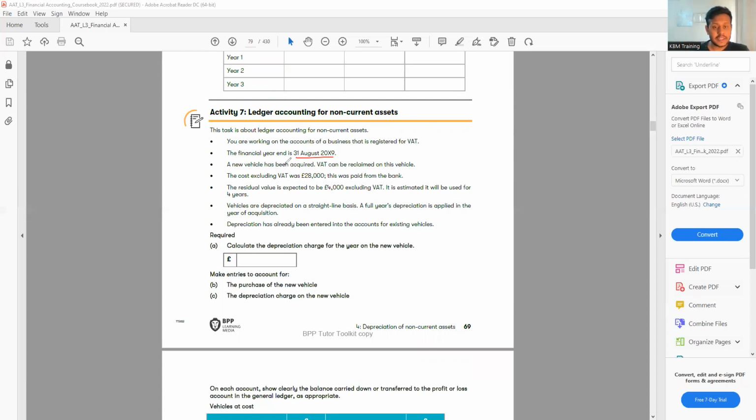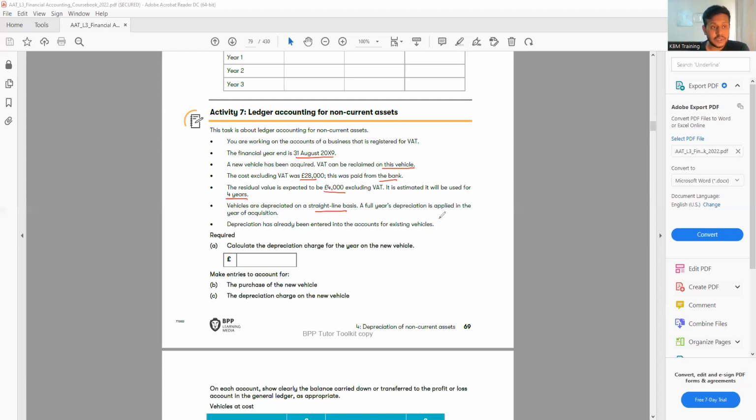A new vehicle has been acquired and VAT can be reclaimed on this vehicle. The cost excluding VAT was 28,000 and this was paid from the bank. The residual value is 4,000 excluding VAT. Estimated that it will be used for 4 years. Vehicles are depreciated on a straight line basis. Full year depreciation will be applied in the year of acquisition.